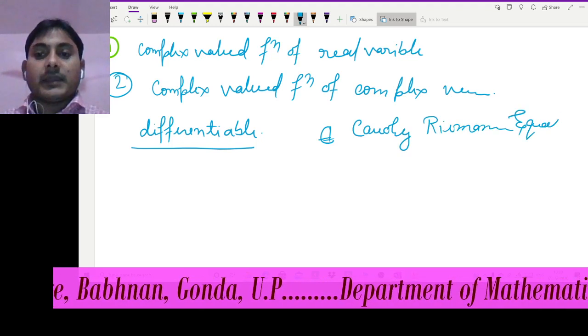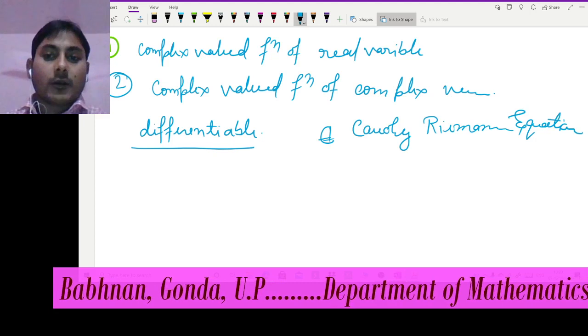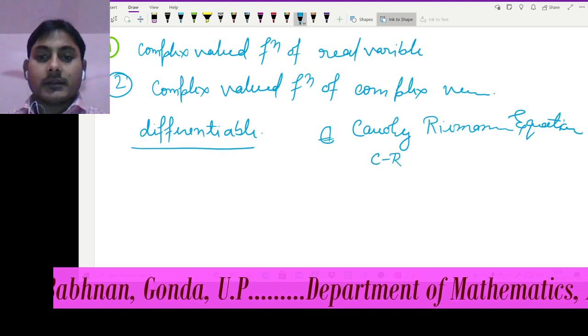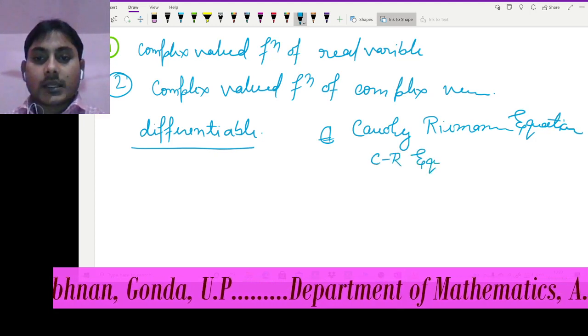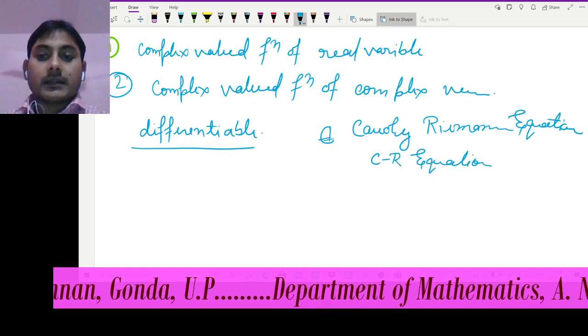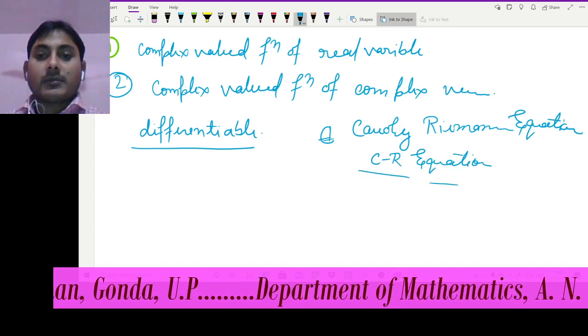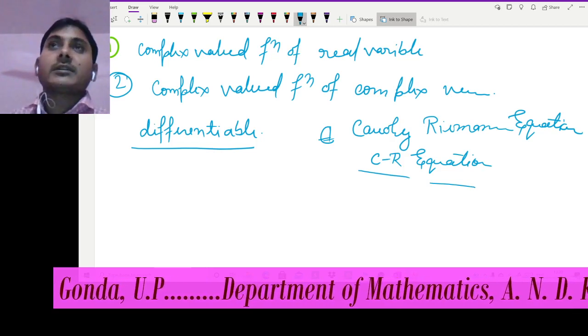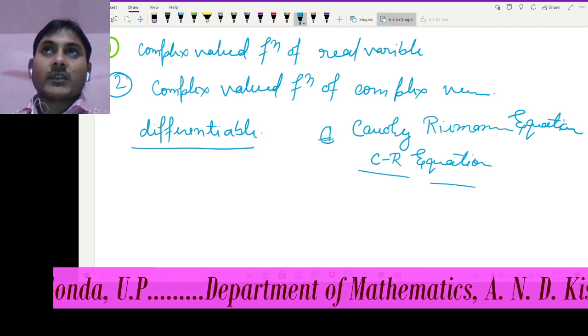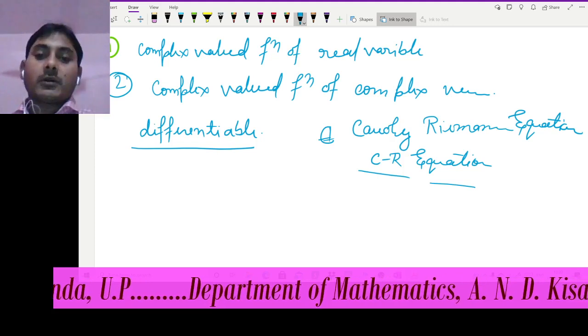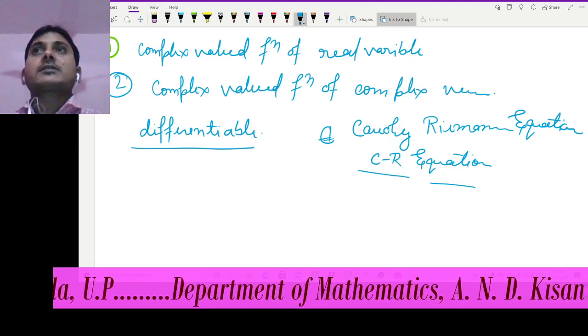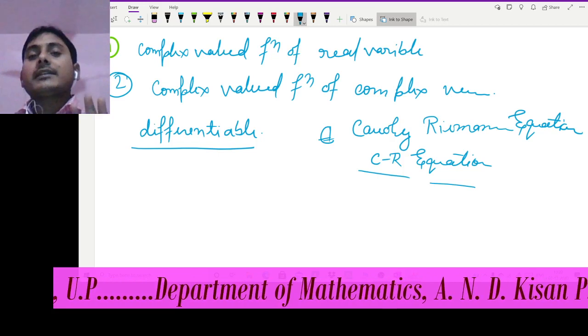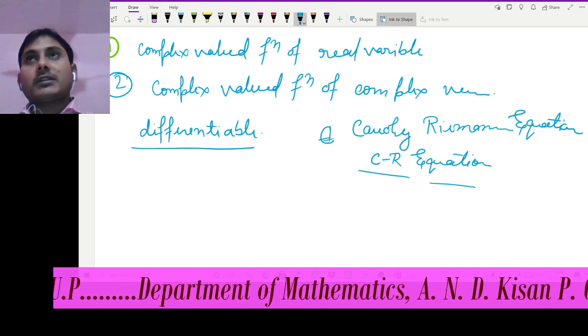And in short, people call it the CR equation. This Cauchy-Riemann equation is a necessary condition for the differentiability of a function. A function will be differentiable only if it satisfies the Cauchy-Riemann equation. It means it is essential to satisfy the Cauchy-Riemann equation.